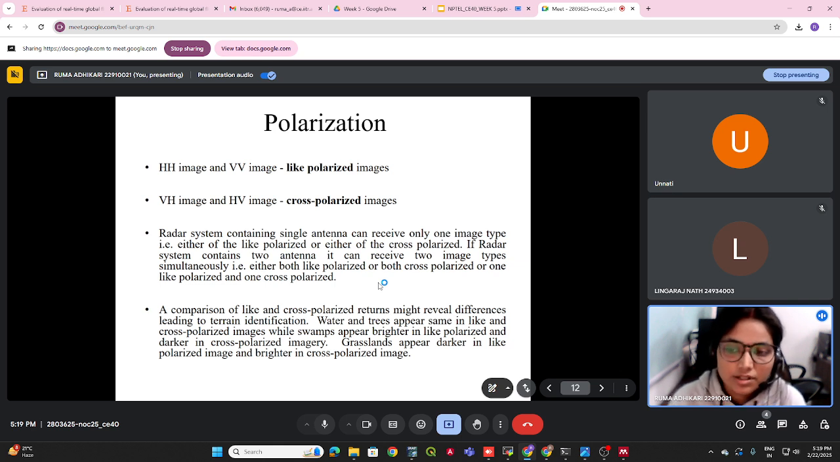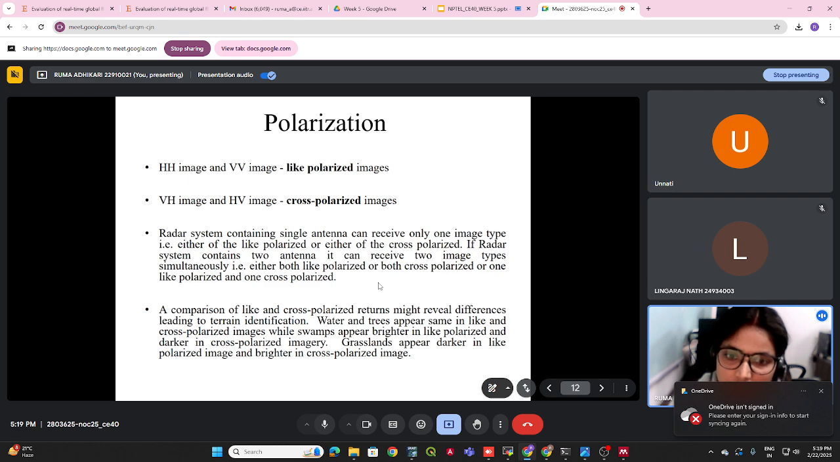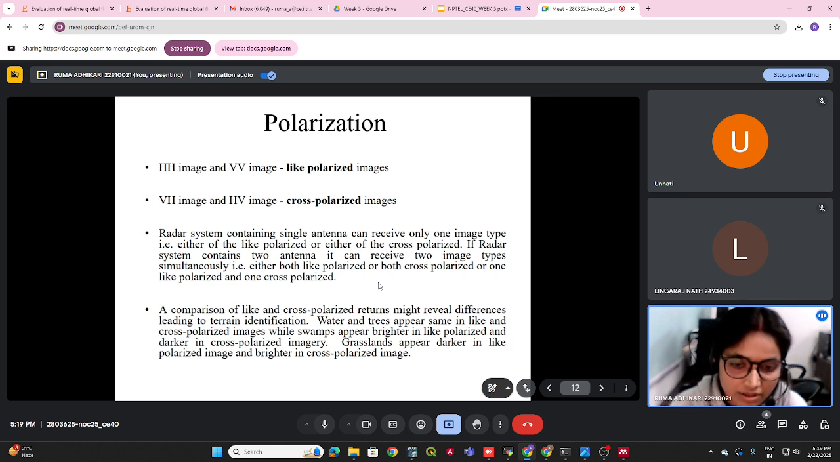A comparison of like and cross-polarized returns might reveal differences in darkness, leading to terrain identification. Water and trees appear the same in like and cross-polarized images, while swamps appear brighter in like polarized and darker in cross-polarized imagery. Grasslands appear darker in like polarized images and brighter in cross-polarized. So why do these appear like this? That we will see.